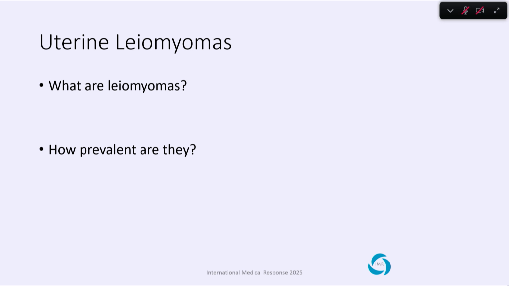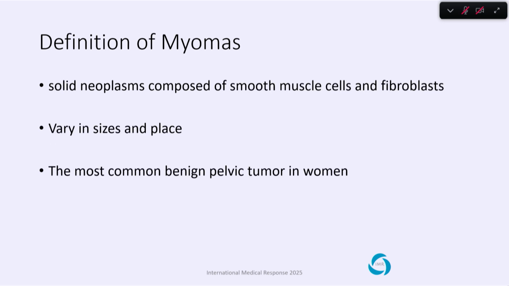What are myomas and how prevalent are they? The actual definition is that this is a solid neoplasm, a benign tumor that is composed of smooth muscle cells and fibroblasts. They vary in size and the places that they occur in the uterus, and it is the most common benign pelvic tumor in women.